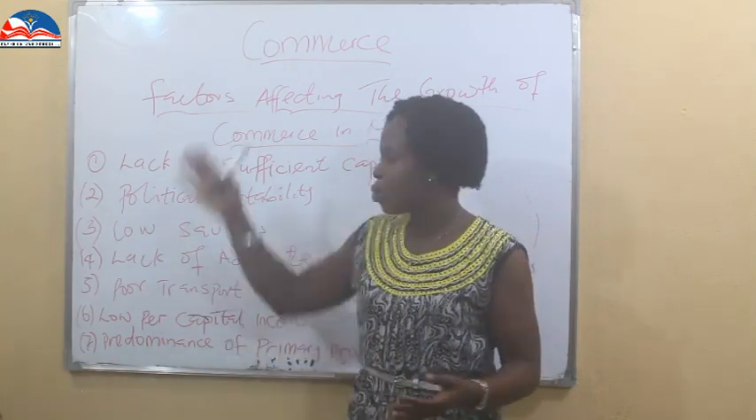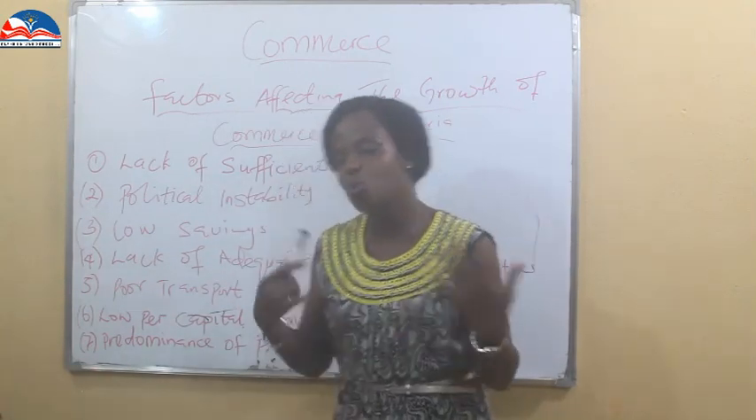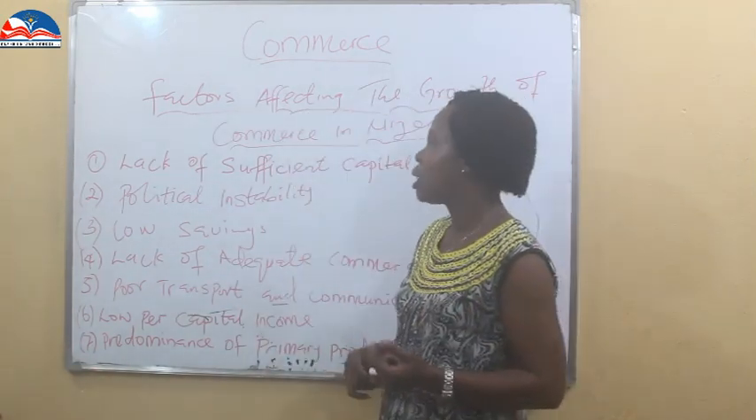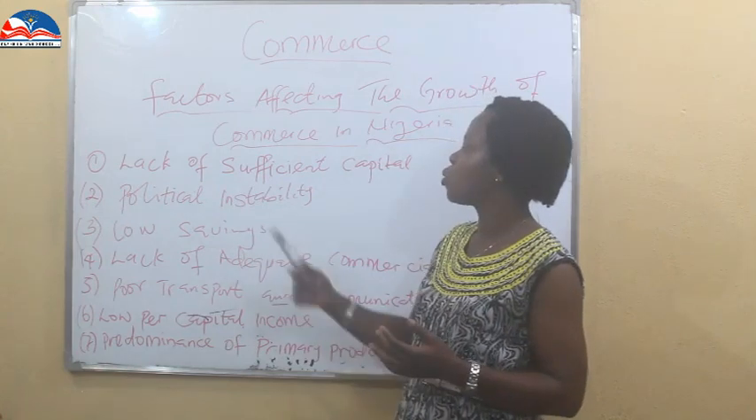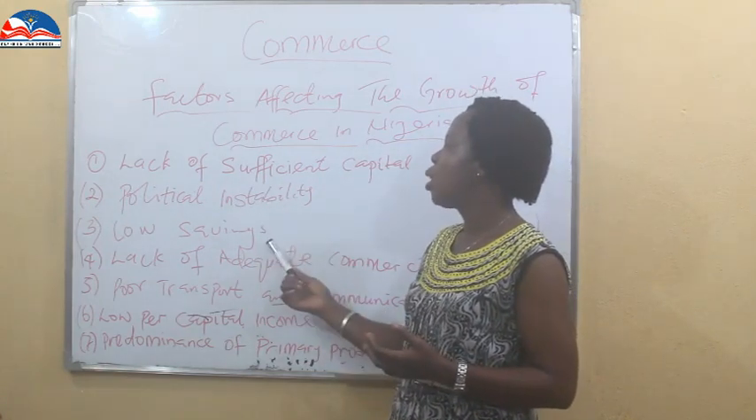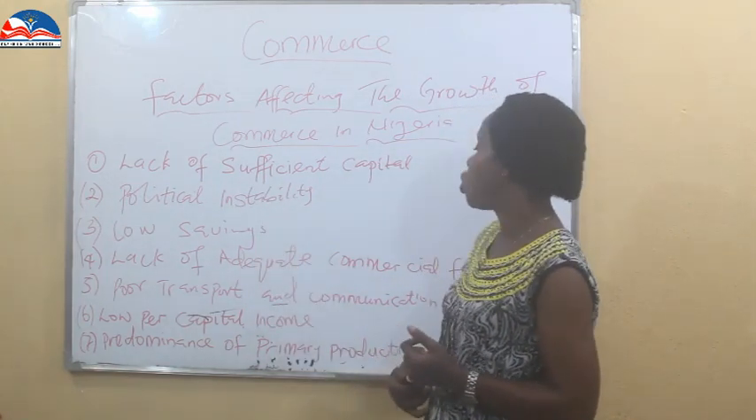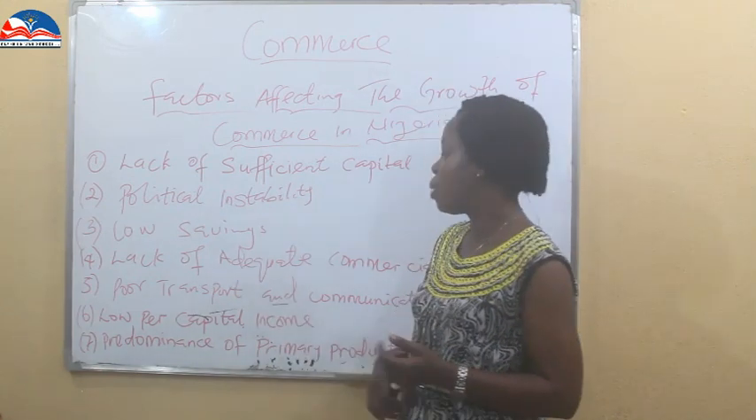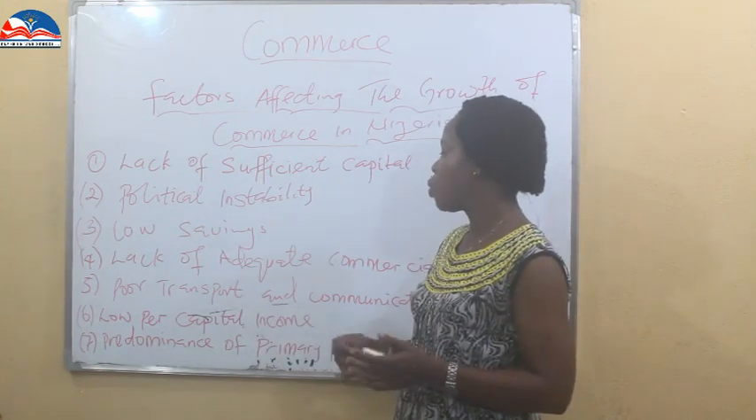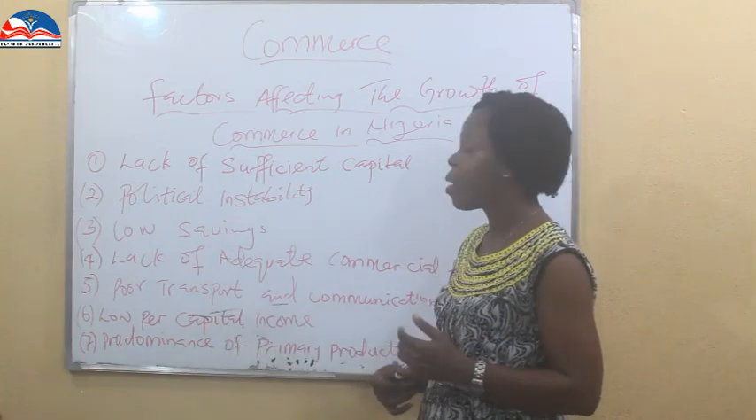So a lot of factors, these 7 factors have led to so many persons being discouraged in agriculture. Lack of sufficient capital, political instability, low savings, lack of adequate commercial facility, poor transport and communication system, low per capita income, predominancy of primary production.